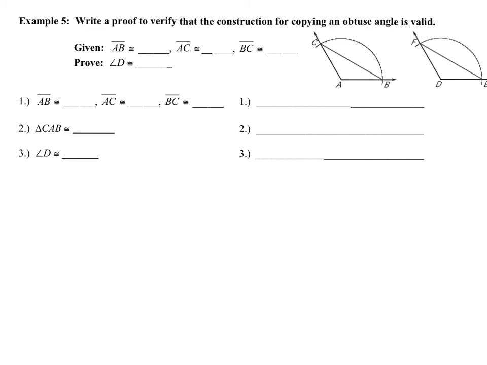Example 5. Write a proof to verify that the construction for copying an obtuse angle is valid. So given that AB is congruent to DE and AC is congruent to DF and BC is congruent to EF. And we want to prove that angle D is congruent to angle A. So again, we write the given.